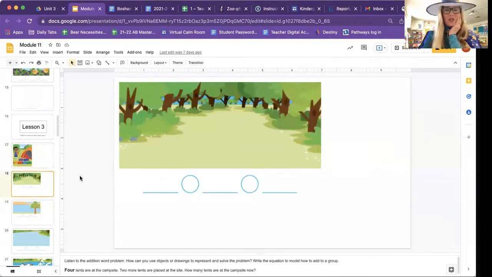All right, let's go to the next page, 276. All right, do you remember what goes here? We're going to put some numbers and some math symbols. So you have to listen. If it's addition, we use a plus, right? And if it's subtraction, we do a minus. So let's listen to the story, okay? How can you use objects or drawings to represent and solve the problem? Write the equation to model how to add to a group. So first we're going to draw a picture to represent the story. Then we're going to write the equation to model how to add to a group.